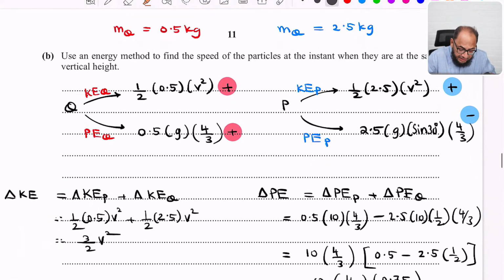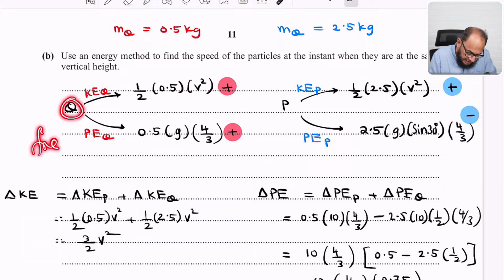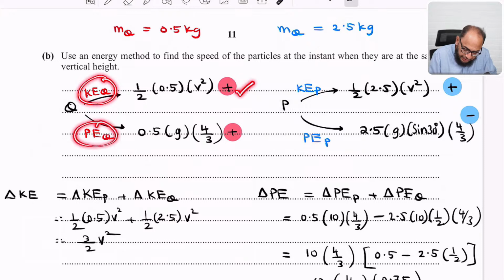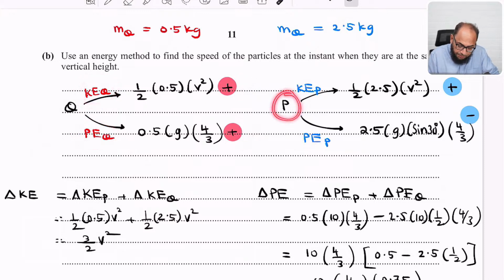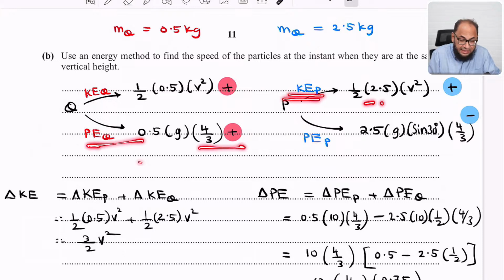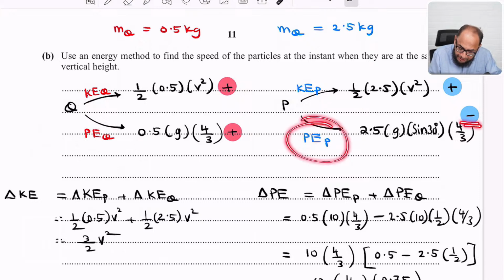Now, use an energy method to find the speed of the particles at the instant when they are at the same height. First of all, what is Q? Q is the freely hanging particle. What is P? That's the particle on the inclined plane. Q's height is increasing, its speed is increasing, so kinetic energy is positive, potential energy is positive. For particle P on the plane, its speed is increasing because the speed is the same. They're both increasing because they're still connected. But the height is decreasing, it's going down the plane, therefore the potential energy is negative.